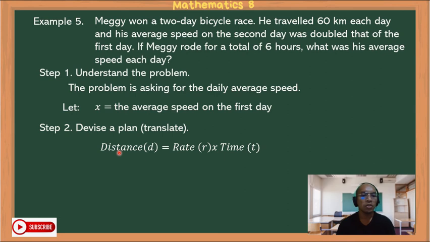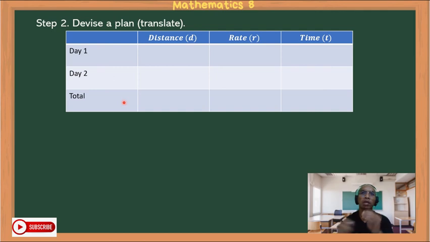Make an equation. So the distance formula is equal to rate times time. So again, it is asking for the rate. So we have to derive this formula. By dividing both sides of the equation by time, the rate is equal to distance over time. In working with age problems, work problems, distance problems, it is advisable that we use a table to visualize the problem.